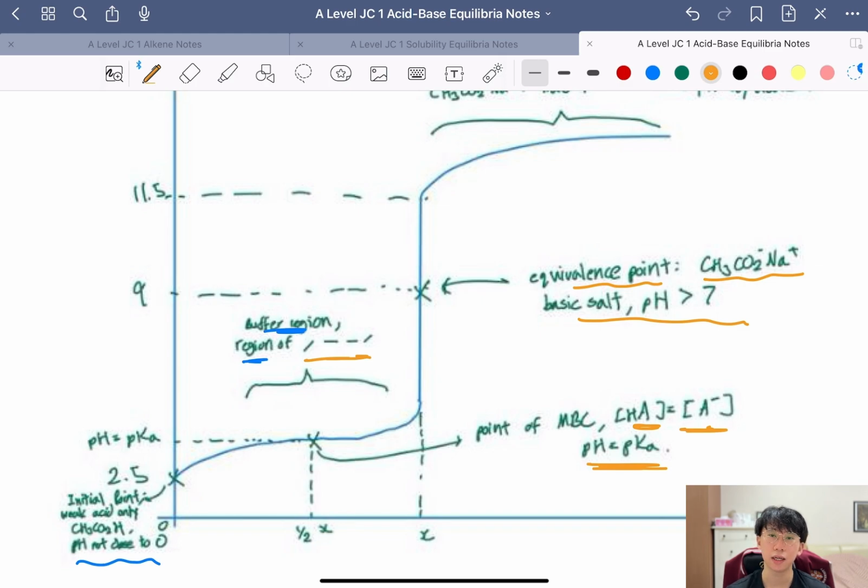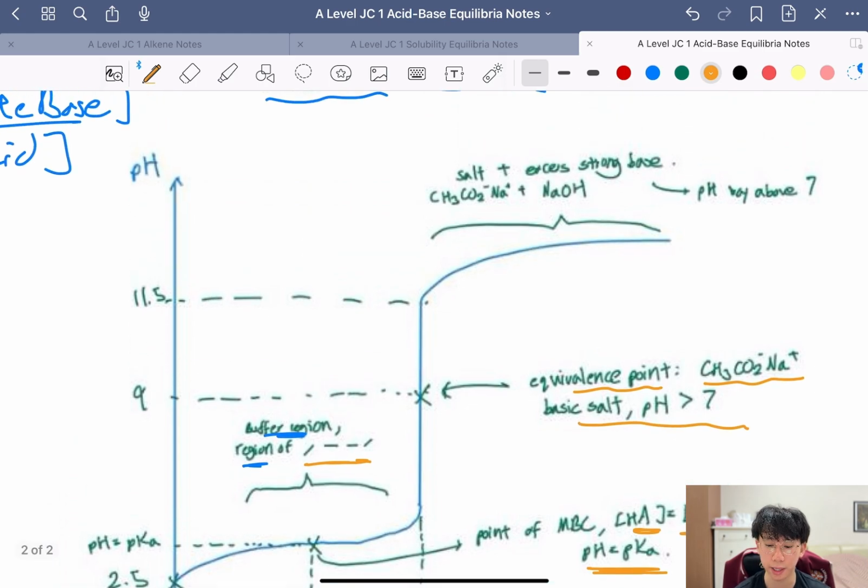And lastly, as I continue adding NaOH, because NaOH is a strong base, the pH is going to shoot up above 11, above 12 and probably go to around 13 to 14.